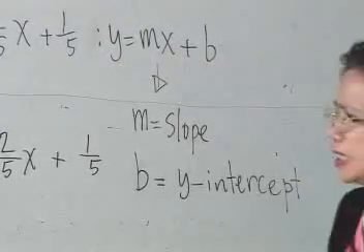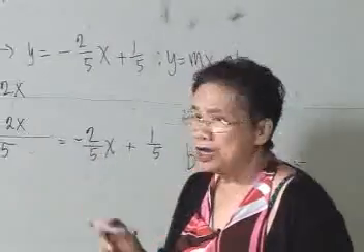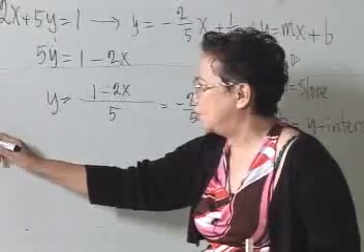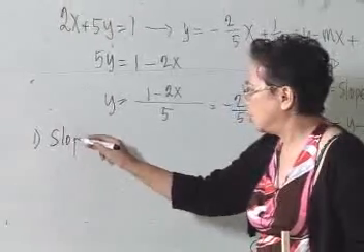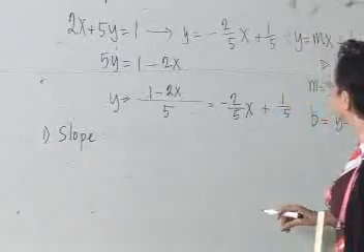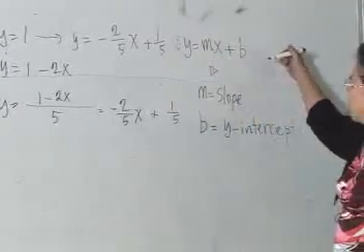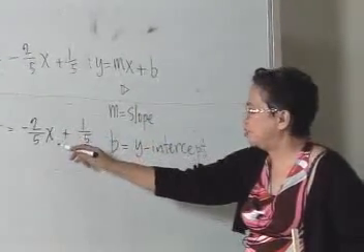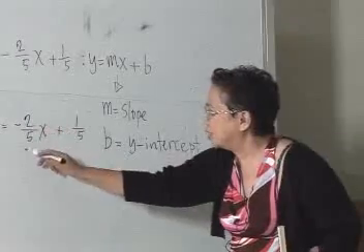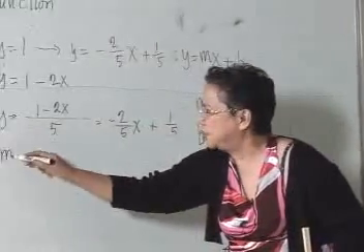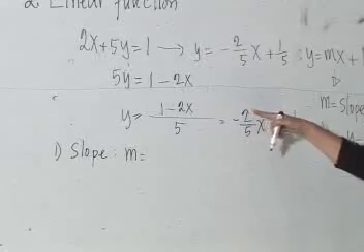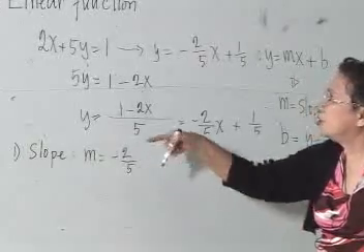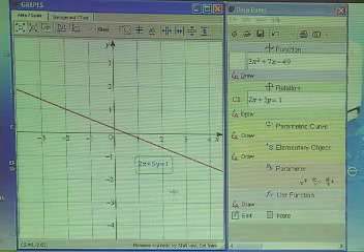What are the things that we might like to know about the linear function? We are interested in its slope. So if we write the equation as y equals mx plus b, like what we did here, and you have y equals minus 2/5 x plus 1/5, therefore, what is the slope? M, which is the coefficient of x, is minus 2/5. That is the slope of the line for the linear function.